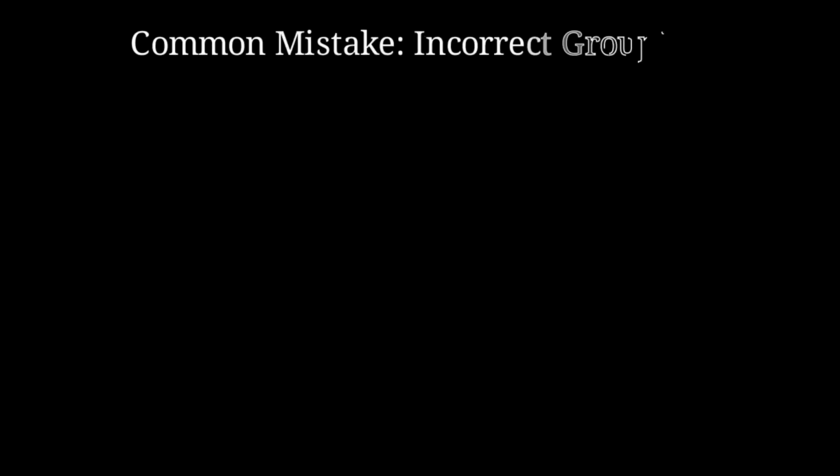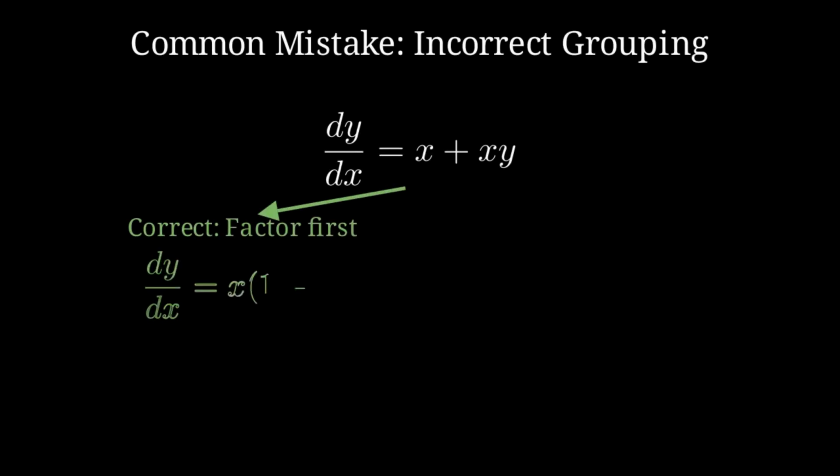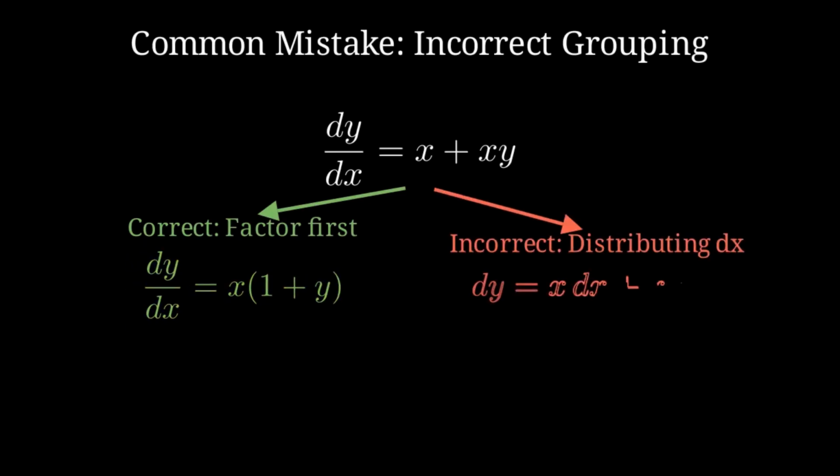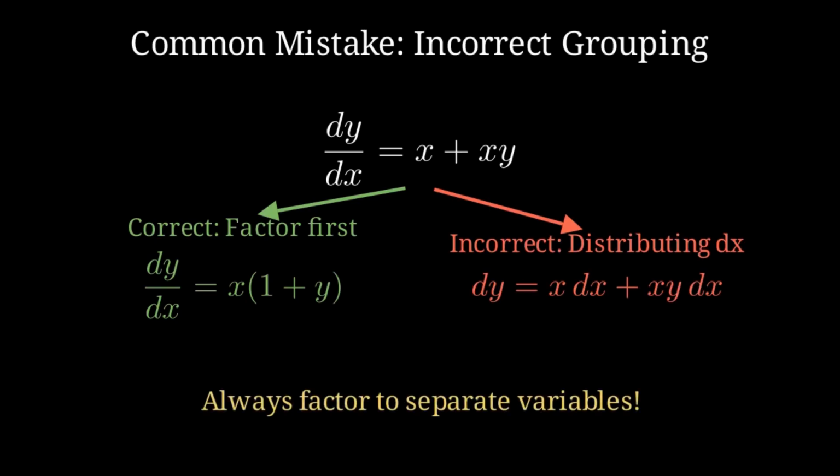Sometimes an equation doesn't look separable at first glance. If you see dy over dx equals x plus x times y, you must factor out the x to see the product. If you try to move terms without factoring, you will get stuck with a dx term attached to a y, making integration impossible.